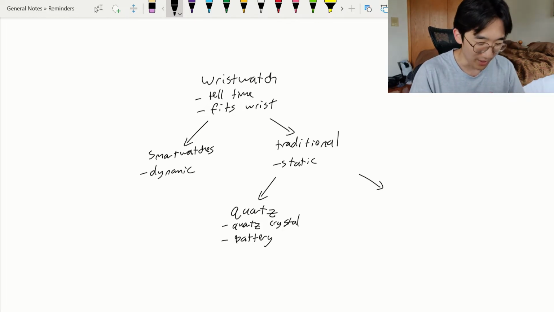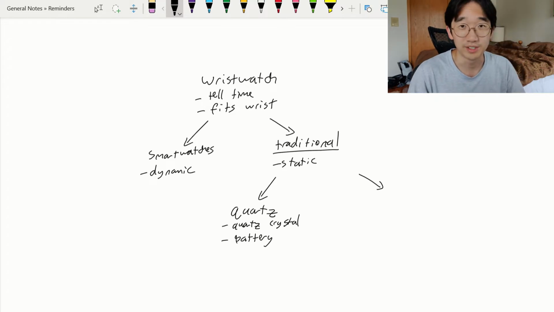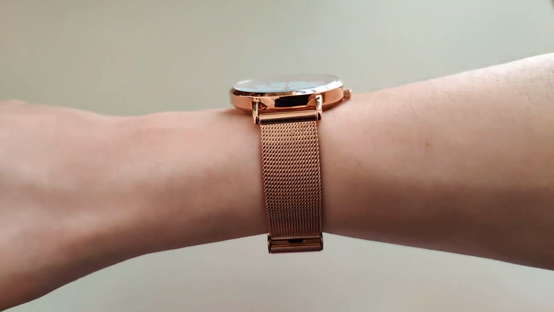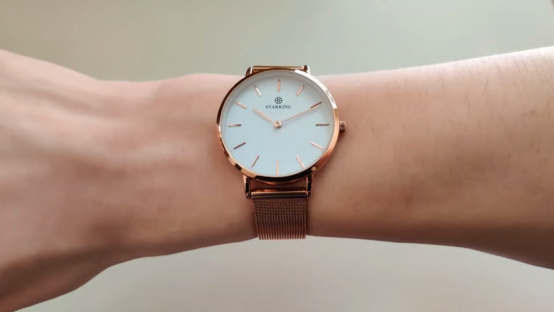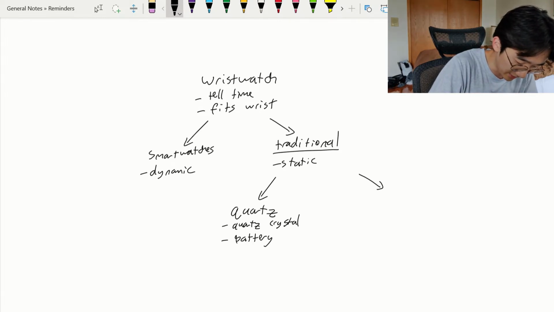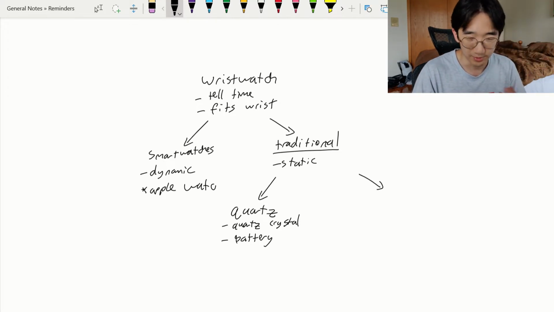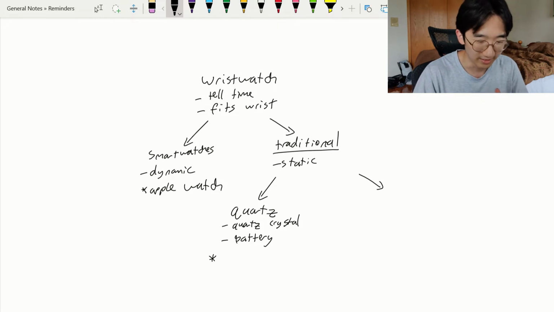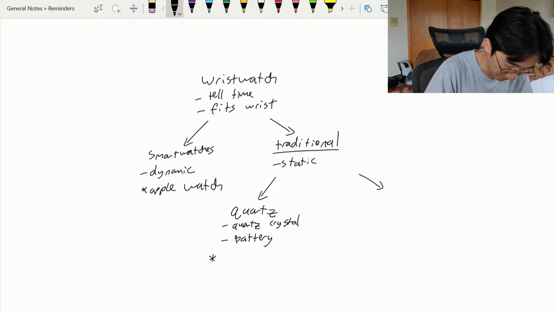Now, technically, smartwatches have a quartz crystal inside. Actually, a lot of electronics will have a quartz crystal, but quartz watches, in terms of the traditional sense, remember, they're static. So think of it like your Daniel Wellington watch. It will tell the time and it can't do anything else. So that's your traditional quartz watch. When you think of smartwatch, I would just think of something like the Apple Watch. And then in terms of a quartz watch, I would think of something like, let's say, a Daniel Wellington.